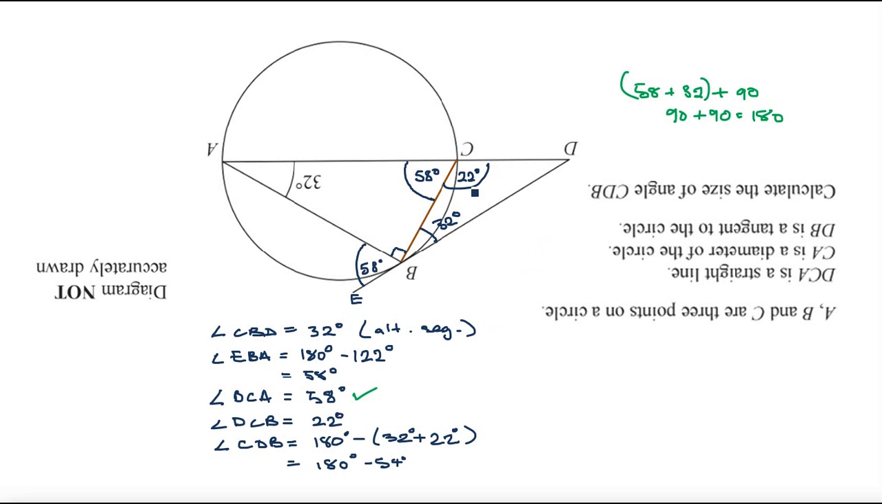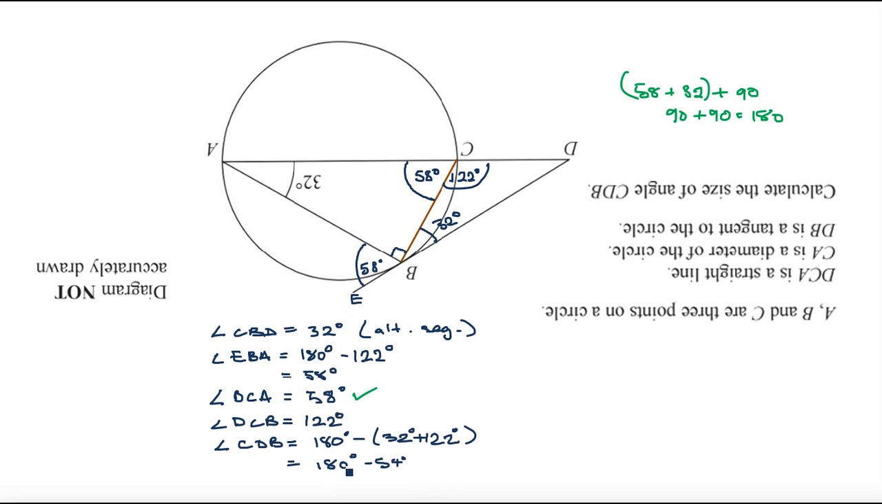CDB is 180 minus, this can't be right, can it? 22. How did I get 22? DCB is 22. No, 122. Okay, so there we go. At least I've realised my mistake. So that should be 122. That should be 122. So easy to correct that mistake.